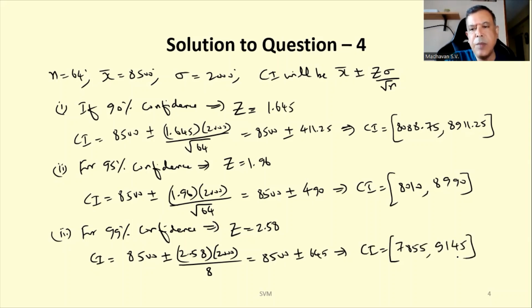We may also notice one more thing. Once the confidence percentage is increased, the interval is also enlarged. So here it is 8088 to 8911 for 90%. For 95%, it is further enlarged, 8010 to 8990, and for 99% it is expanded further. The limits are getting expanded. So this is the solution for this fourth question.